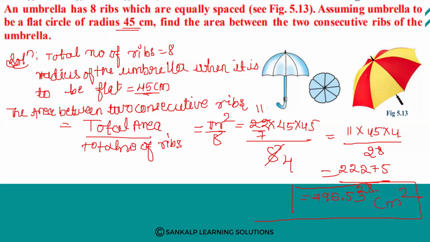Yes. Understood. Here, the total number of ribs is 8, and when it is flat, the radius is 45 centimeter. Then the area between two consecutive ribs is the total area of the circle divided by the total number of ribs. So pi r square divided by 8, where 8 is the total number of ribs.